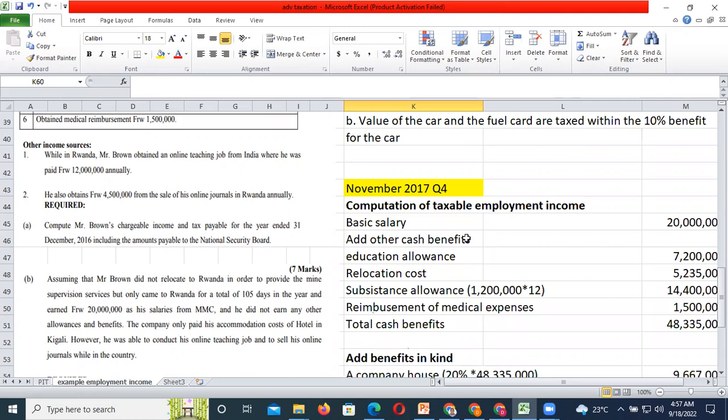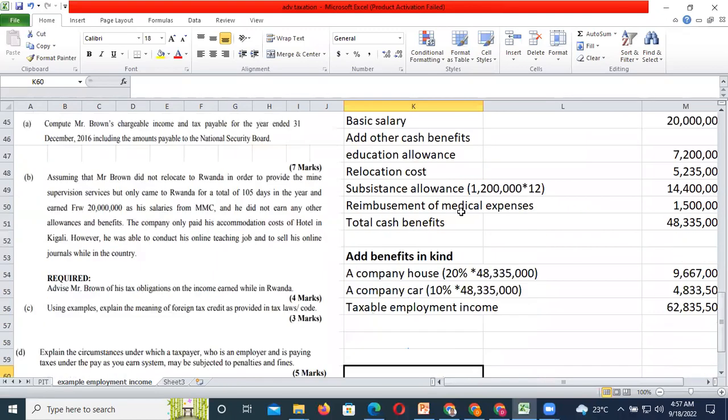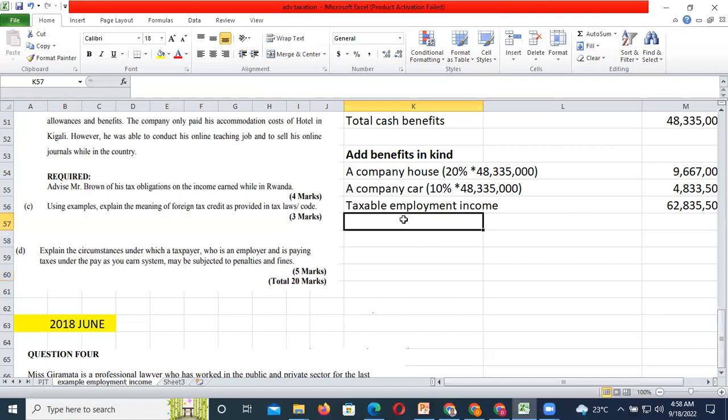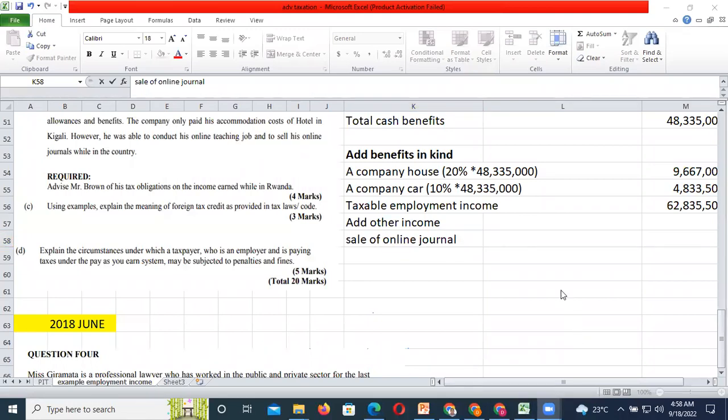I don't know if you are getting me in that aspect. So in that case, we can add other incomes, where you have sale of online journal. Yes, because it may be discovered when you are calculating the pension. Okay, let's leave it, since it may, but if there is no calculation of pension, you can calculate it the same way. But since we have to calculate pension, let's separate it.